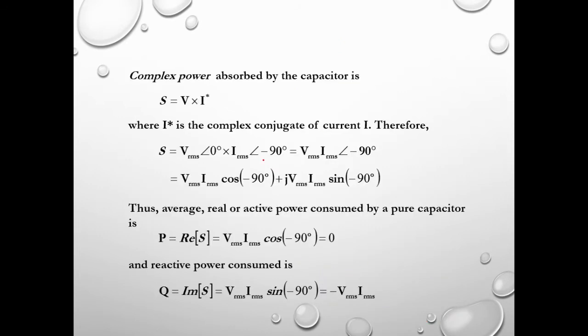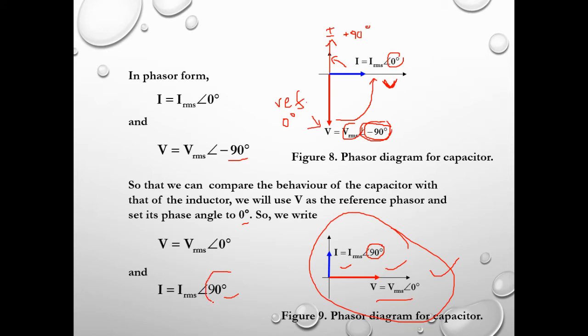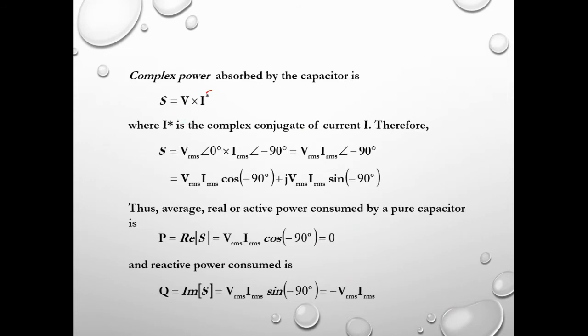So the complex power absorbed by a capacitor is again S equal to V I conjugate, where I conjugate is the complex conjugate of the current. Therefore S is V RMS at angle 0 multiplied by I RMS at angle negative 90 degrees. Initially it is positive 90 degrees, but once we take the conjugate, it turns to negative 90 degrees. So again, expand the equation, and we will get cos 90 degrees and sine 90 degrees for the imaginary part.